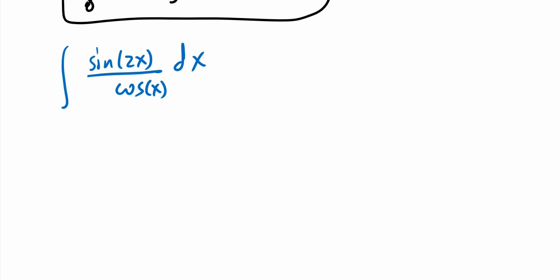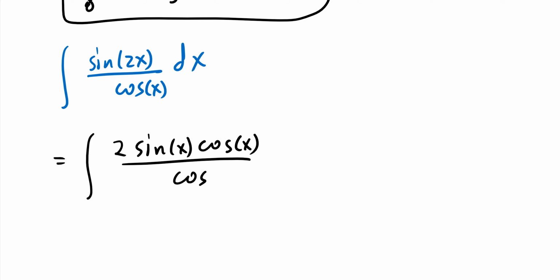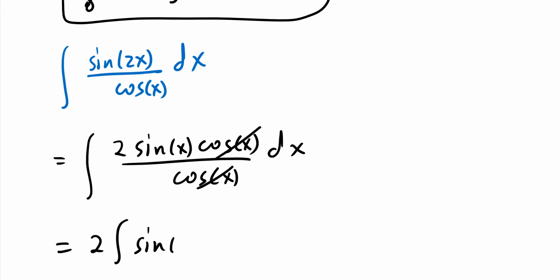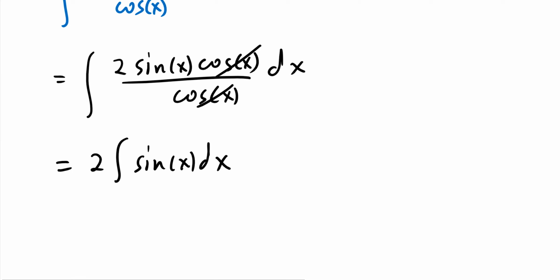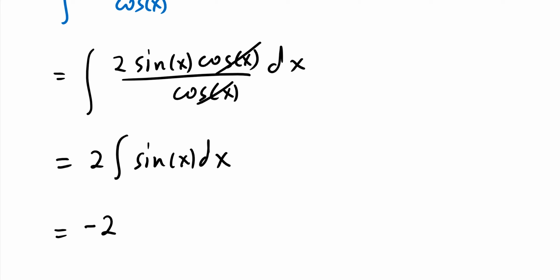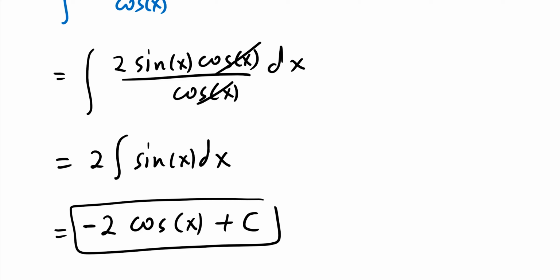So what can I do here? I can't cancel anything, can't simplify, can't split. What do I know about sine 2x? The double angle formula. It's 2 sine x cosine x, and keep the denominator the same, dx. So the cosine x cancel each other. Take the 2 out. Integral of sine x dx. What's the integral of sine x? The antiderivative is negative cosine. So it's negative cosine x plus c. So it was actually a trig manipulation. That's what happened, and it made the problem much easier to work with.